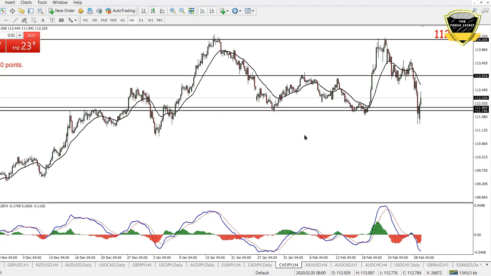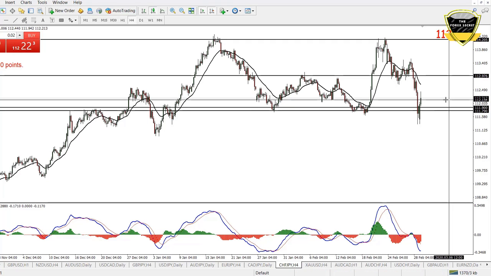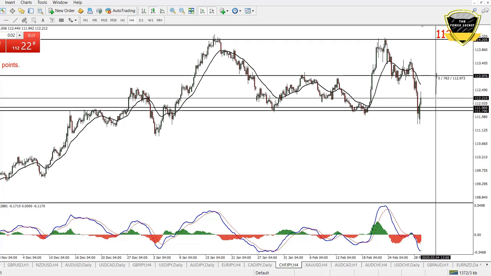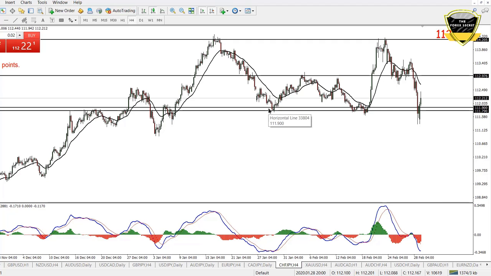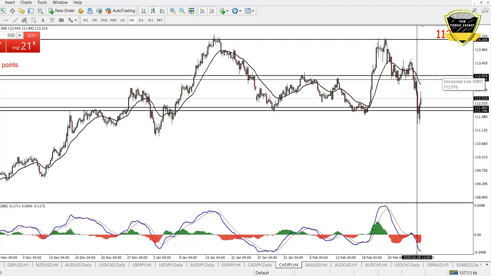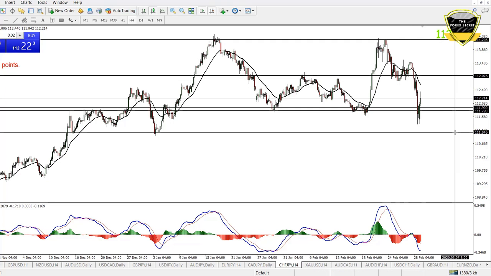Next currency pair was Swiss franc JPY. As we know, we were in a buy position from this level, and we closed our trade with almost 120 pips here, and the market moved more from this level. Currently we are expecting the price to touch 112.97 here, 76 pips, and we are expecting the price to fall down after testing 112.97.